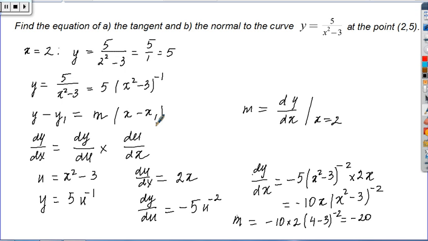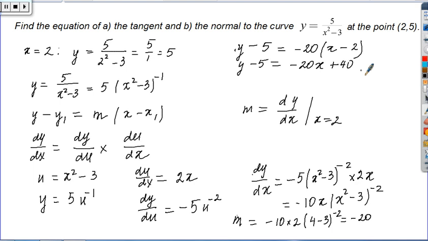Our point is (2, 5). So we're using all details that we have to get the equation. I will be writing here: y minus y1, which is 5, equals minus 20 times (x minus x1, which is 2). Okay, and let's open the brackets. y minus 5 equals minus 20x plus 40. It's because minus 20 times minus 2 is positive 40.